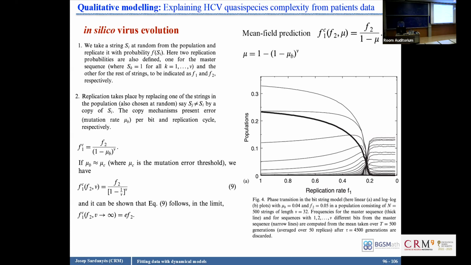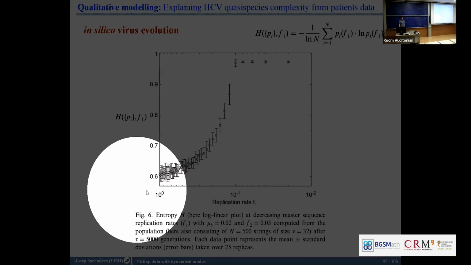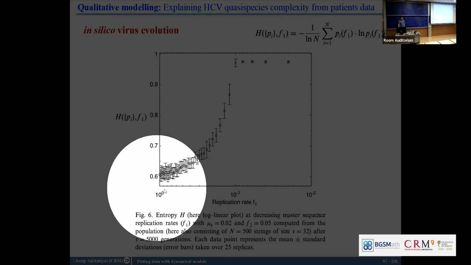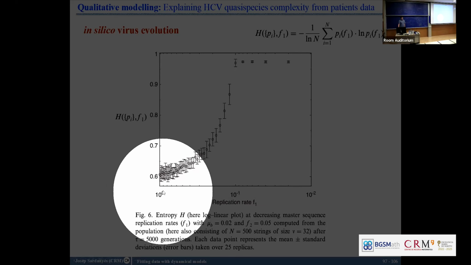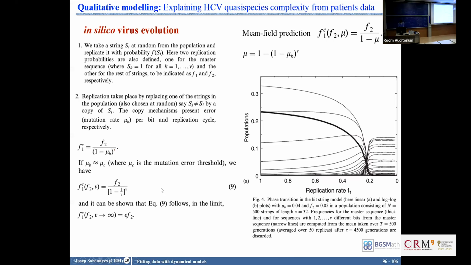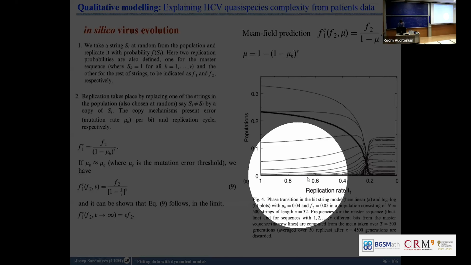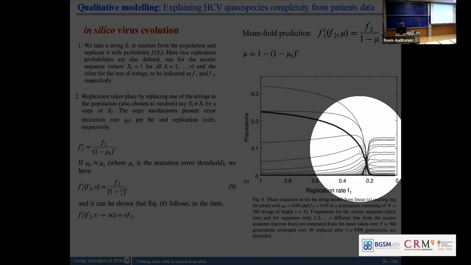Yes, qualitatively. Why? Because what we did was compute the stationary entropy of the whole population by decreasing the replication rate of the master sequence. So what does it mean? Look, here we are decreasing the replication rate of the master genome, and the population is decreasing.